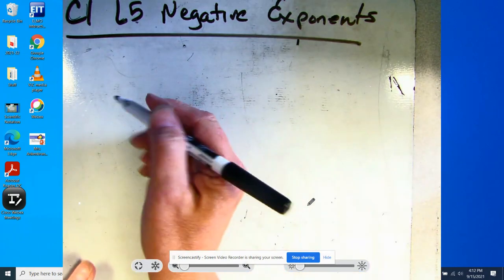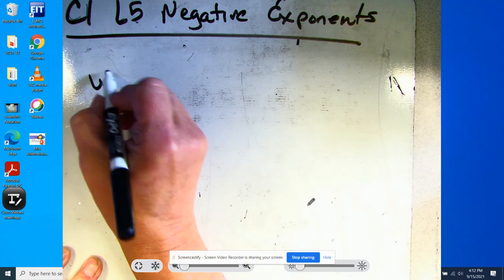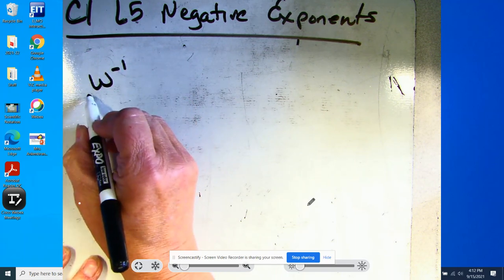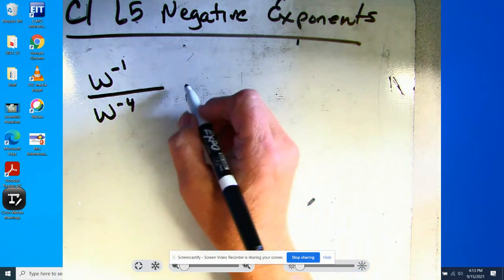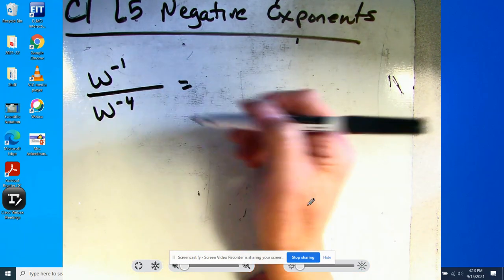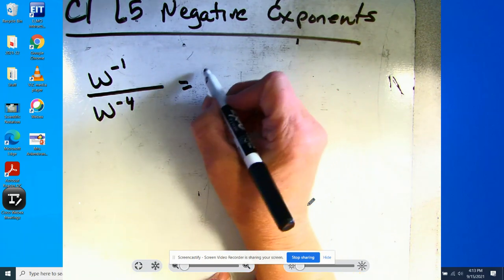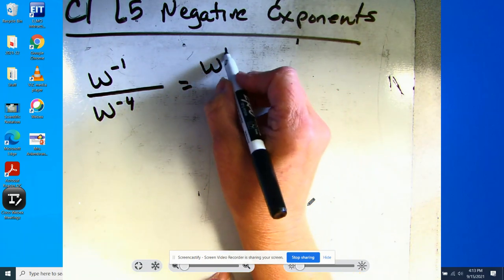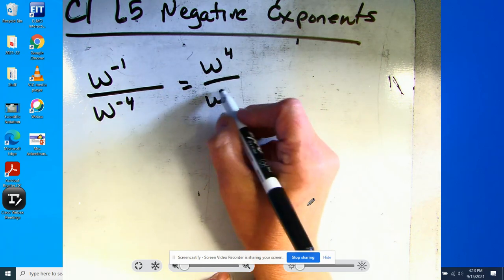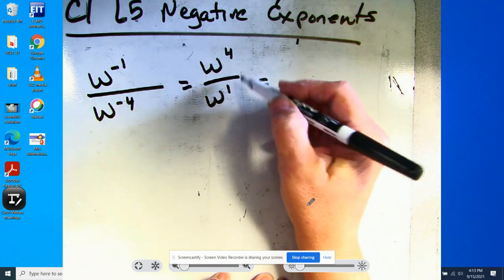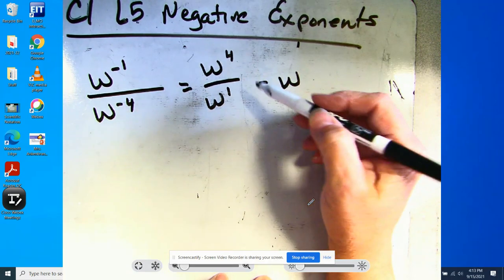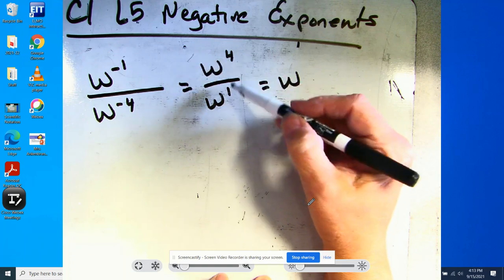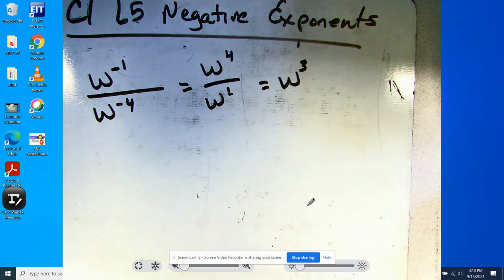What if you had something like this? What if you had w to the power of negative 1 over w to the power of negative 4? Well, we can flip this over so that our signs are positive. This would become w to the power of 4 over w to the power of 1. And we know when we have fractions, we keep the base and we subtract the numbers in the exponent. So 4 minus 1 would be 3. So this would be w to the power of 3.